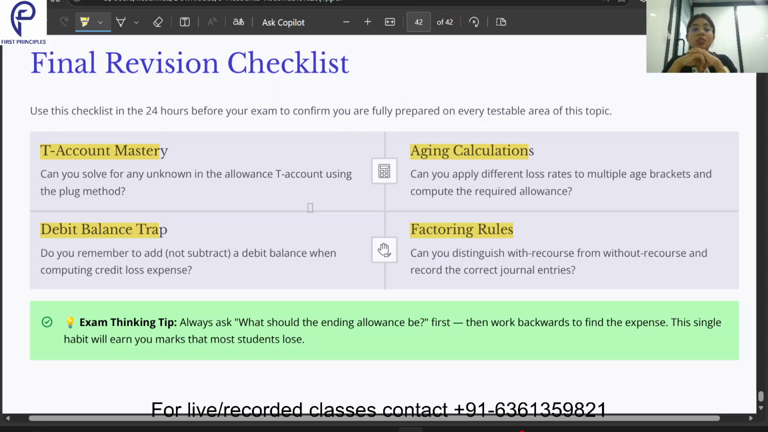So I hope this chapter is clear to you guys, and we have given what all we should remember from our exams point of view.